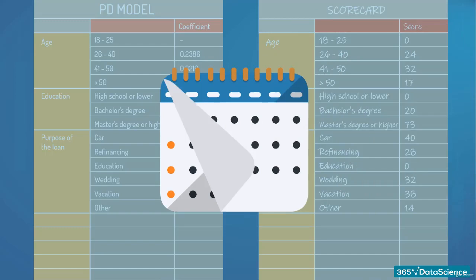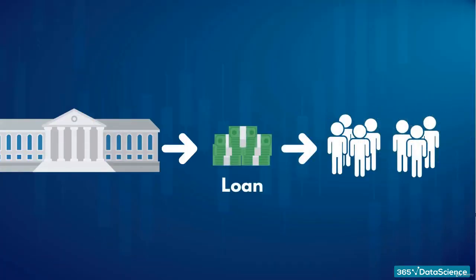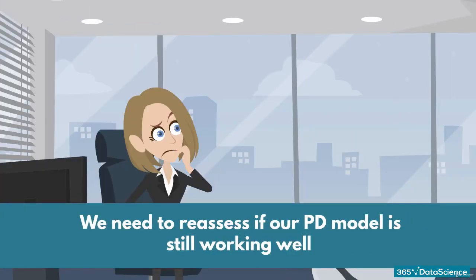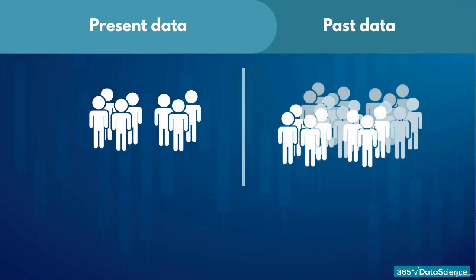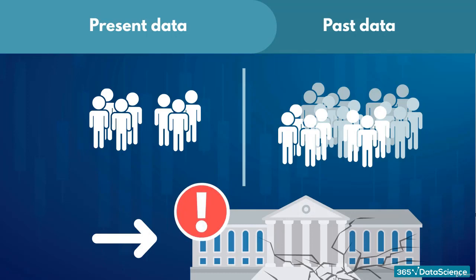And although it's highly unlikely, the people who applied for a loan during this period may be very different from the borrowers whose data we used to build our PD model. That's why we need to reassess if our PD model is still working well. We should keep in mind that if the population of the new applicants is too different from the population of the borrowers used to train the model, the results may be disastrous. In such cases, we need to redevelop the model.